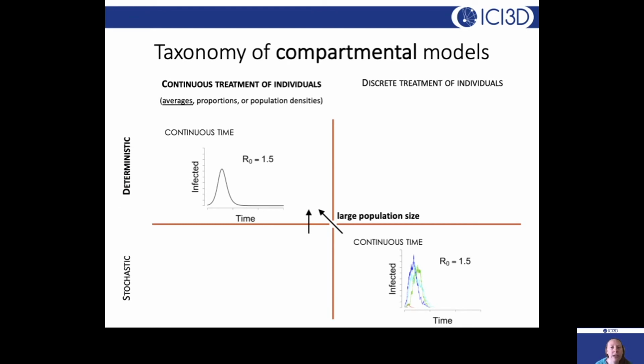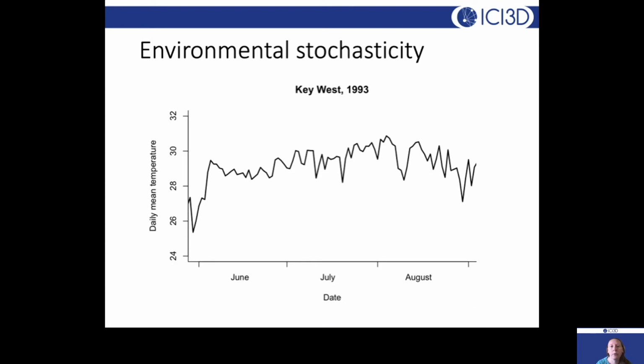Compartmental ordinary differential equation models also assume that you could ignore any other source of random variation that might produce variability in the outcome. One such example is what we call environmental stochasticity. So we know that lots of things vary with, for example, temperature. And this plot is showing the average daily temperature in Key West, Florida in 1993, which of course varies substantially throughout the year and even on smaller timescales. Depending on your research question, you might want to incorporate this type of variation into a model.